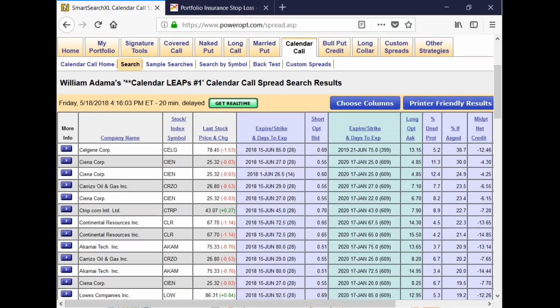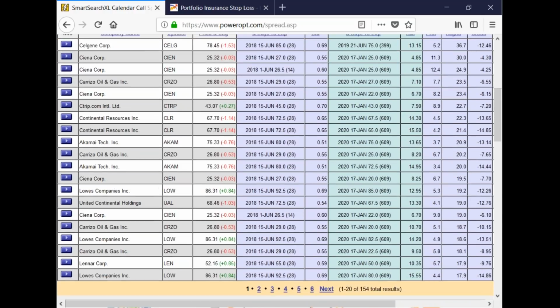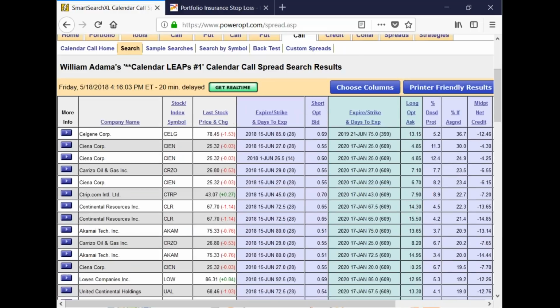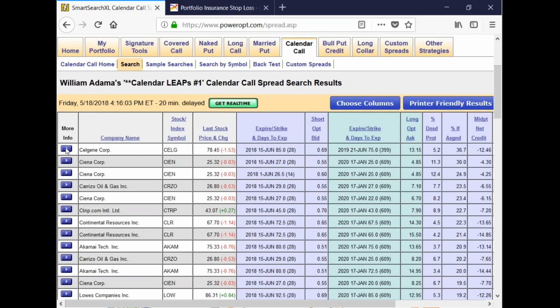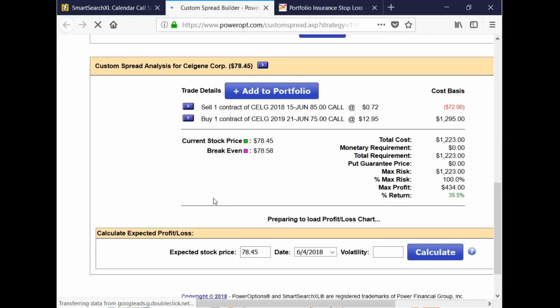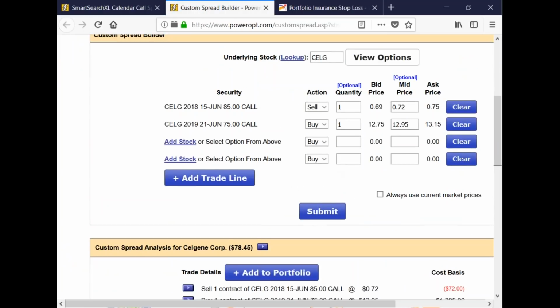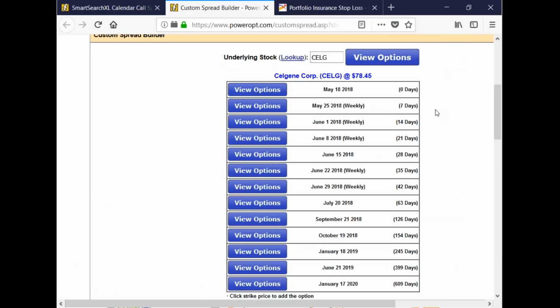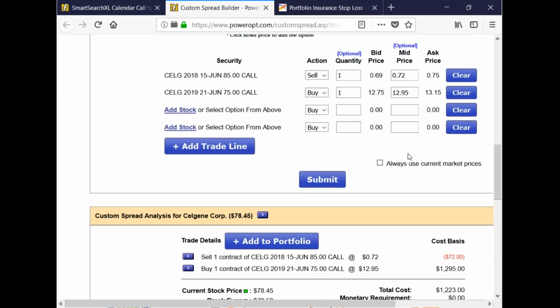Celgene is a pretty good one, like the price there. Lowe's is good also, but I'm going to stick with Celgene for now. And let's just go to our profit and loss chart from the search tool. I could tweak the criteria, but I'm not going to bother at this point. All right. What we're looking at here is what we would consider a diagonal. Closer in time than what I would ever look for, but it came up as a screen, but it's closer in time. We'll talk about that in a moment.